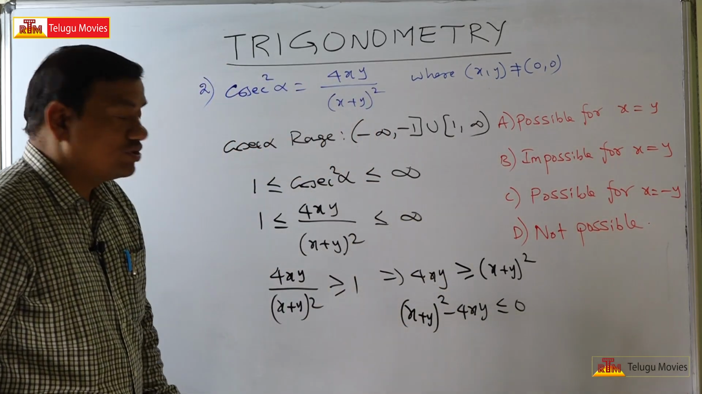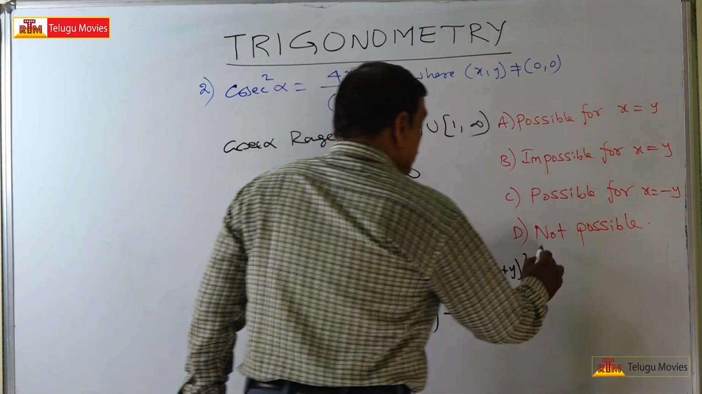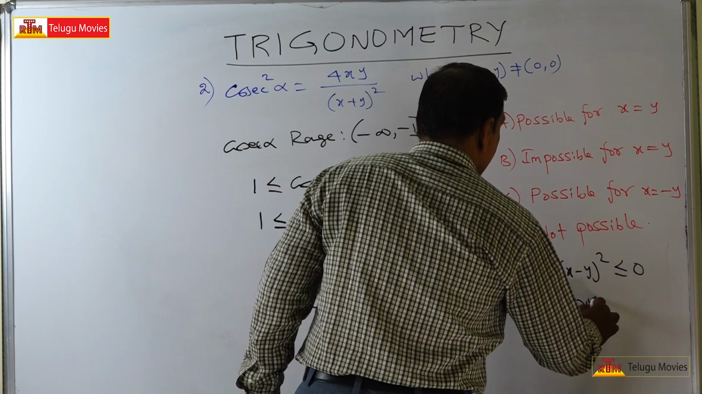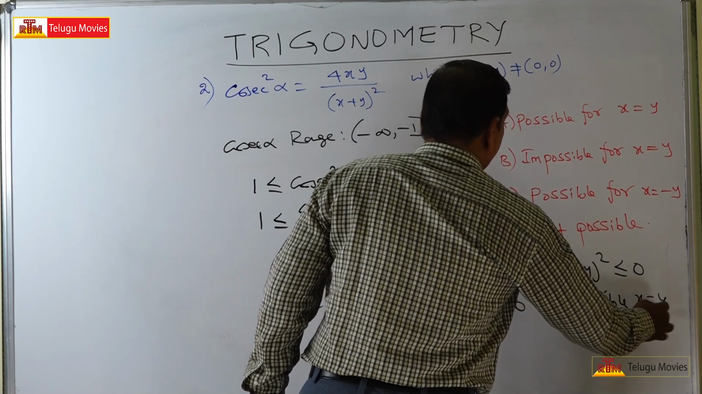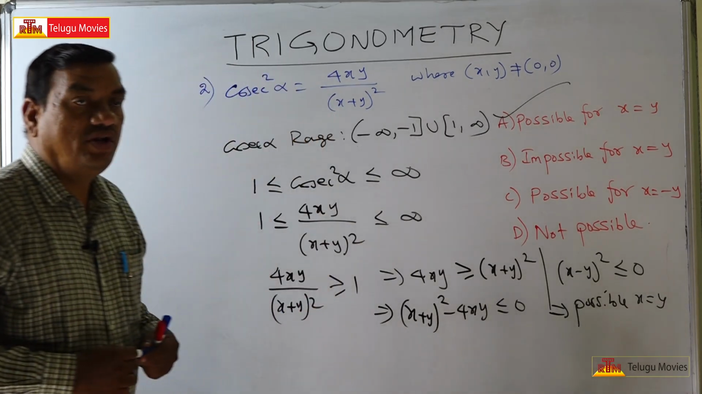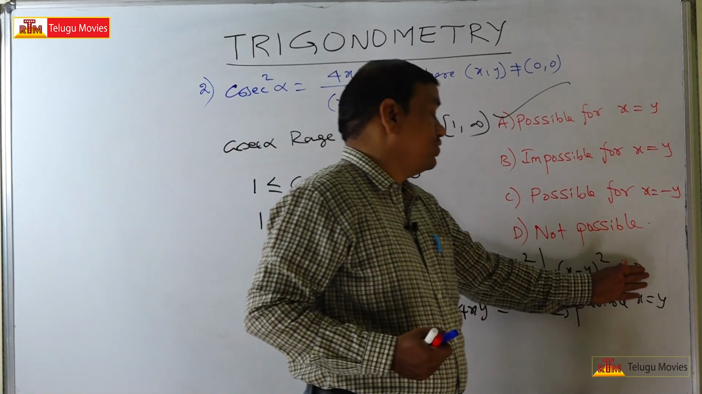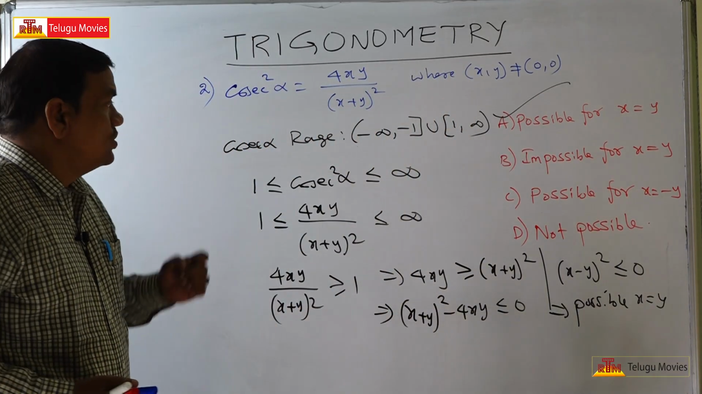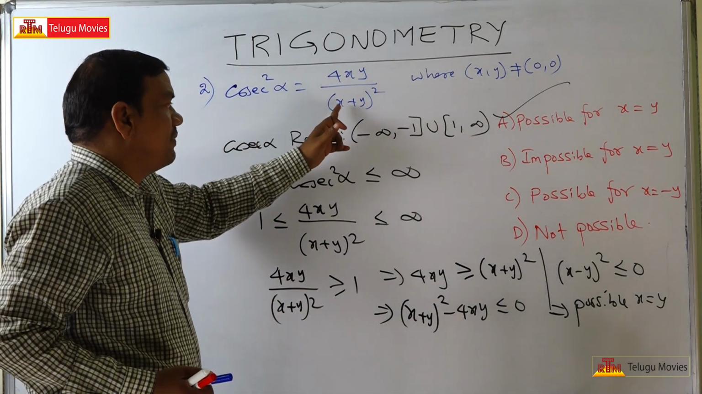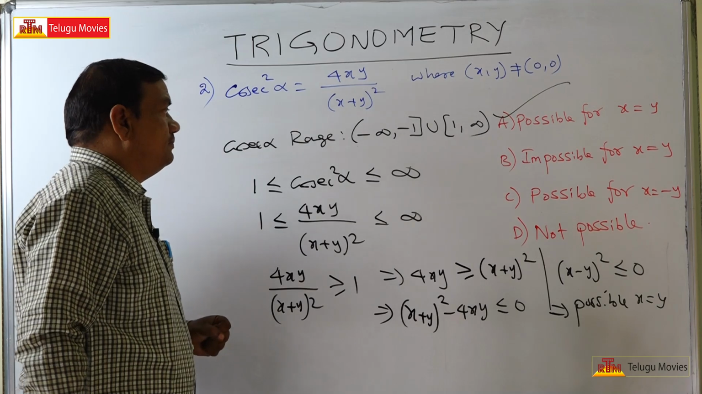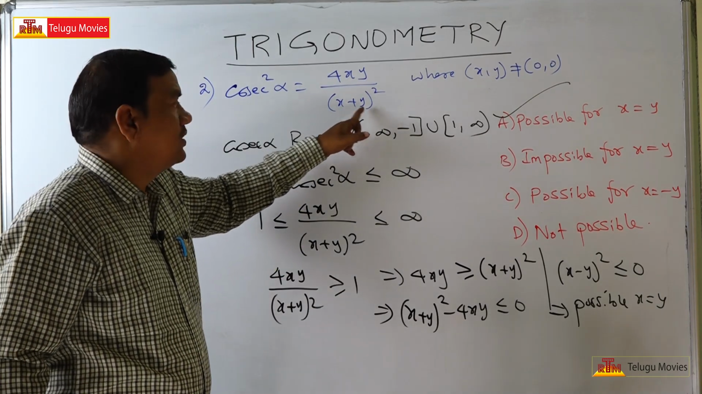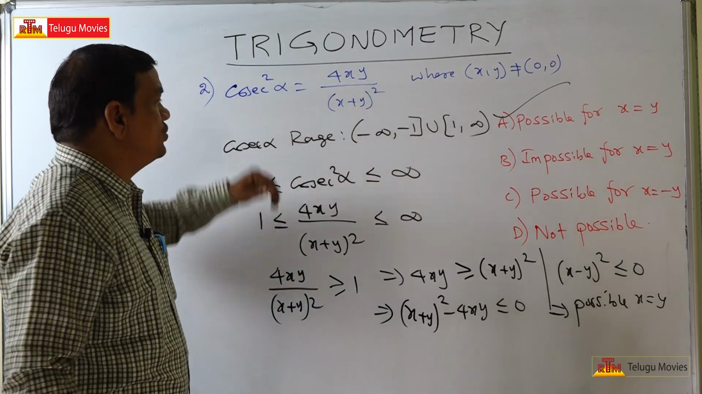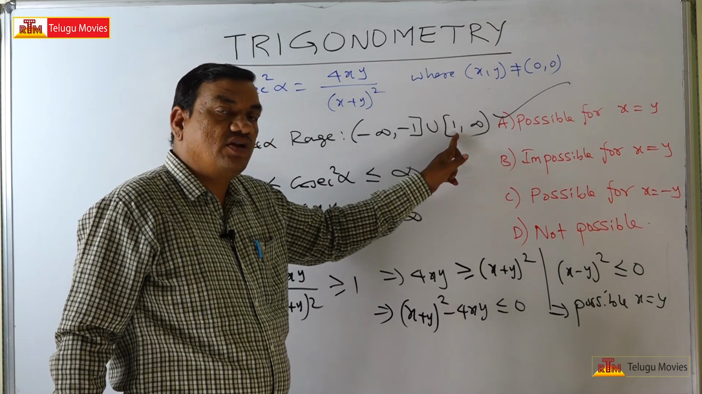So (x plus y) whole square minus 4xy is nothing but (x minus y) whole square, less than or equal to 0. This is possible only when x is equal to y. Now when is it possible? When x is equal to y. Understand this? So when x is equal to y, what happens? 4x square by x plus x, that is 2x, and 2x whole square is 4x square. 4x square by 4x square cancels to 1. So cosecant square alpha is taking 1. Cosecant square alpha will take 1.